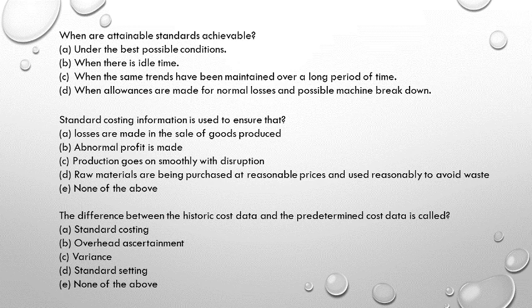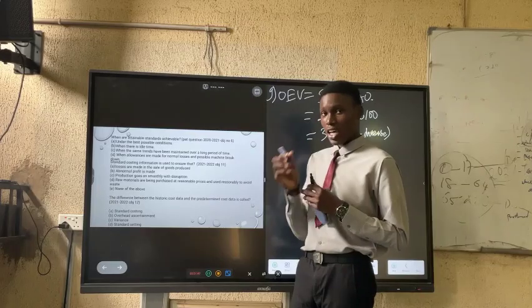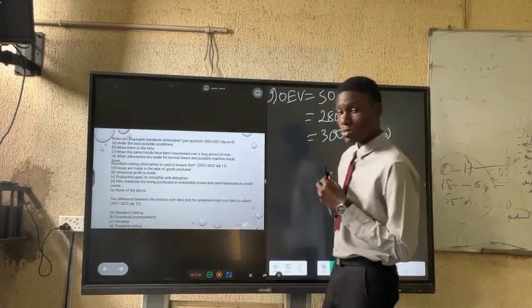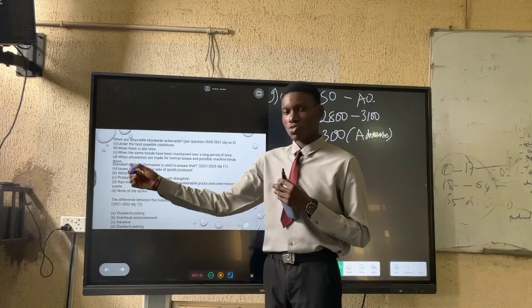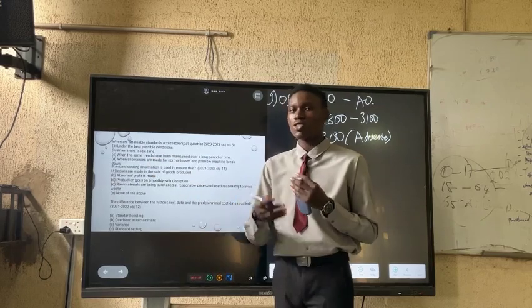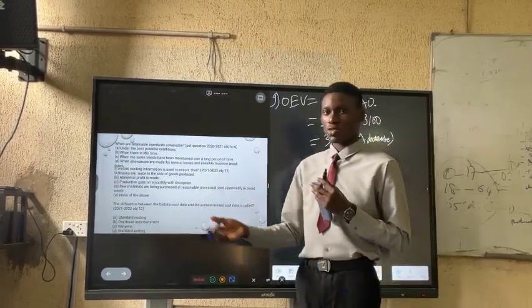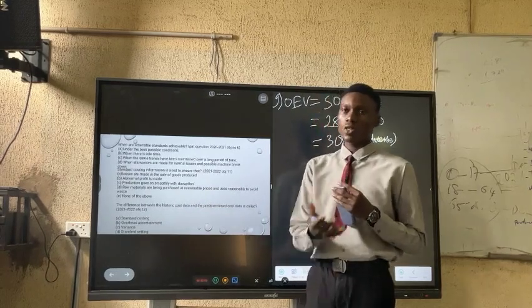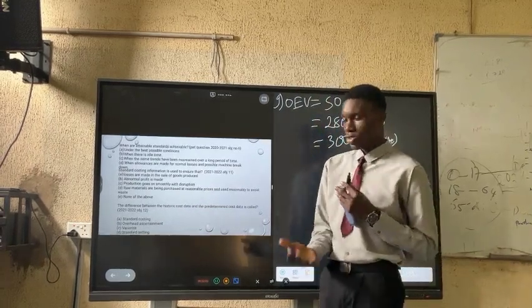Does standard costing ensure that losses are made? No. Does it ensure that abnormal profit is made? No. Does it ensure that production goes on smoothly without disruptions? And does it ensure that raw materials are purchased at a reasonable price and used reasonably to avoid waste? You can see that D is more of a correct answer than C. So the answer here is D. Using standard costing information doesn't necessarily mean that your production will go on smoothly without disruption. Standard costing is just a comparison between our predetermined cost and our actual cost. Do you understand?